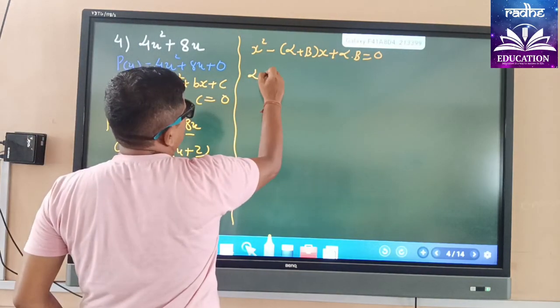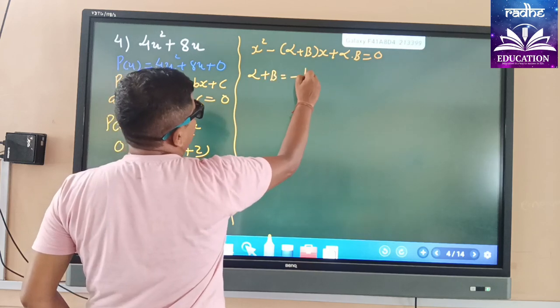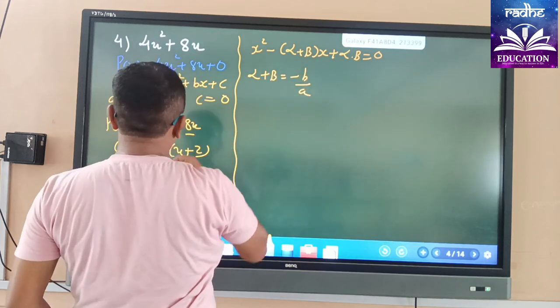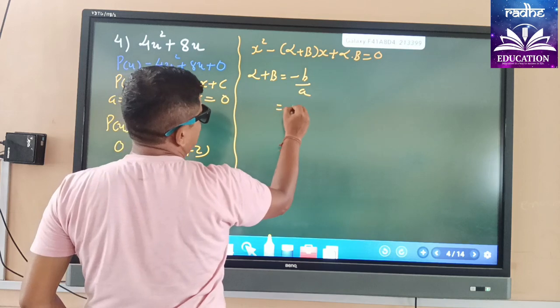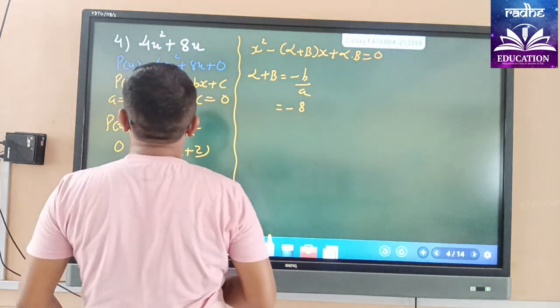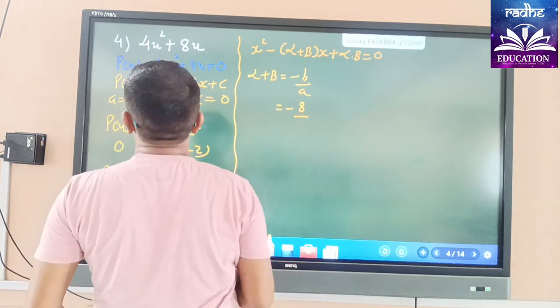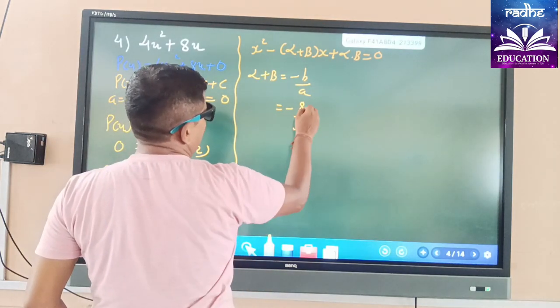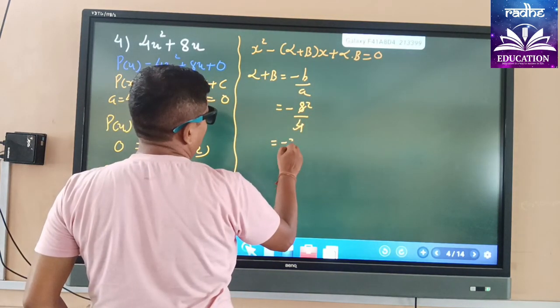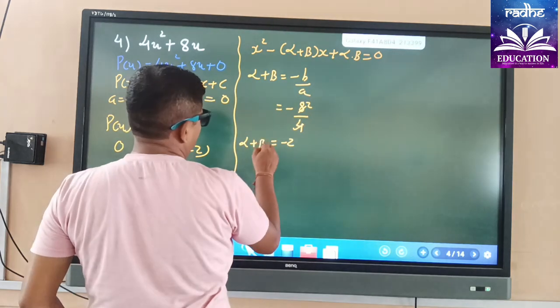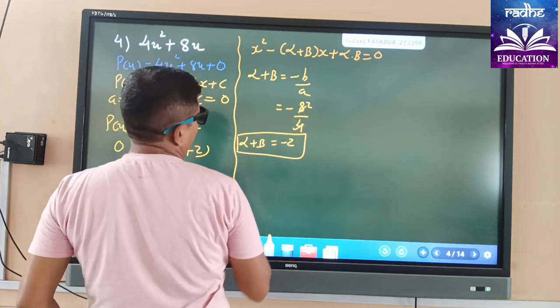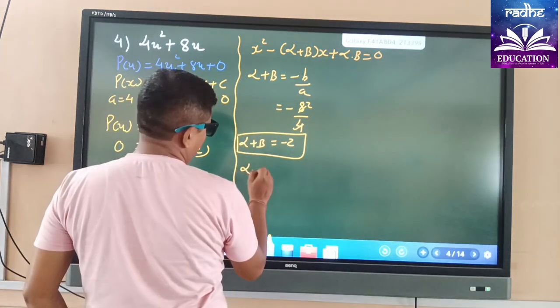We know that the sum of the zeroes, alpha plus beta, equals minus b upon a. The value of b is given, that is minus b is 8, and the value of a is given, 4. So 4 2s are 8, and we get alpha plus beta equals minus 2. This is the first. Now we will verify with another thing, alpha plus beta.